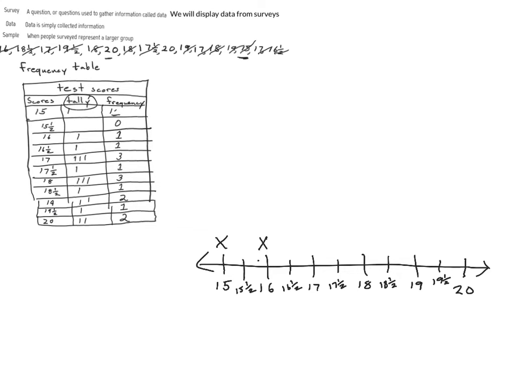We're trying to make it all look even, the same size. 16 and a half. Trying to make that X the same size. 17, we have 3 occurrences. 17 and a half, 1. 18, 3. I'm sorry, 18 and a half, 1. And then 19, 2. 19 and a half, 1. And 20.